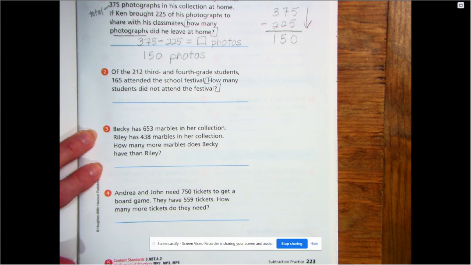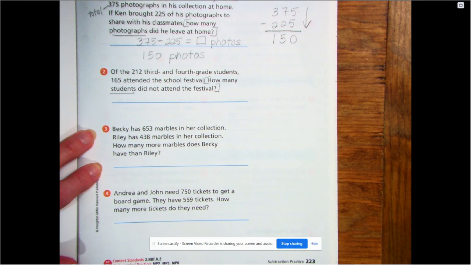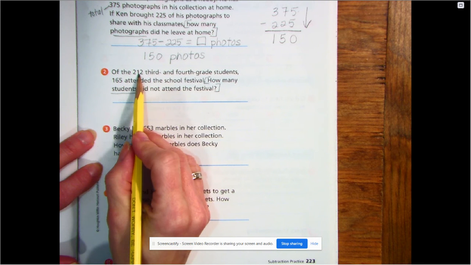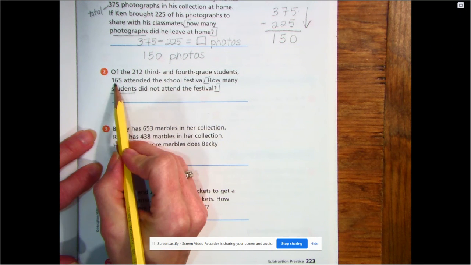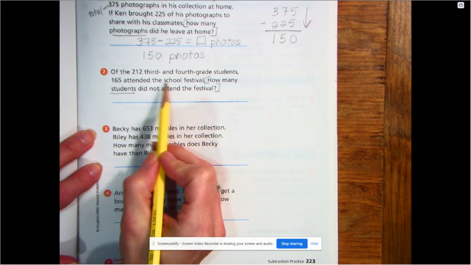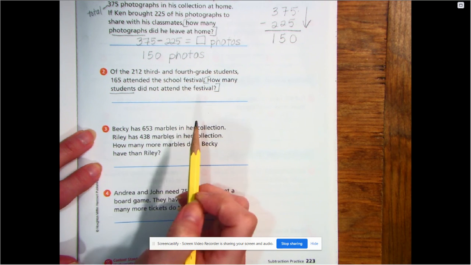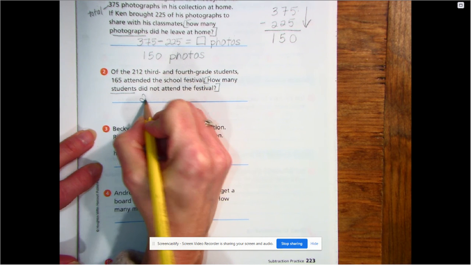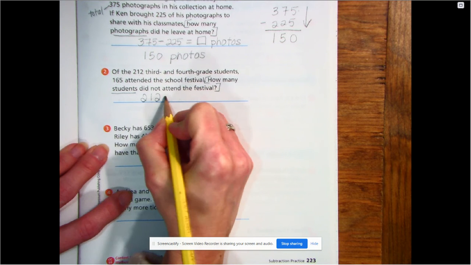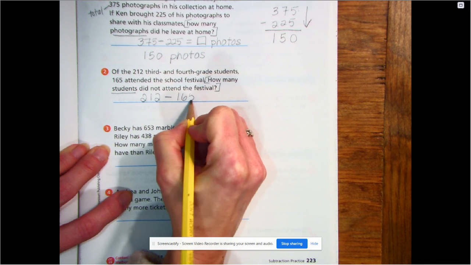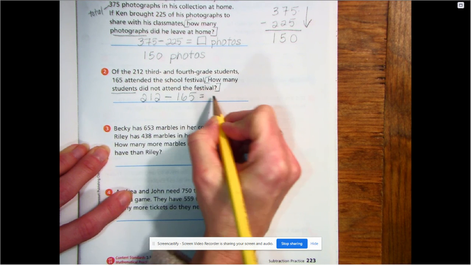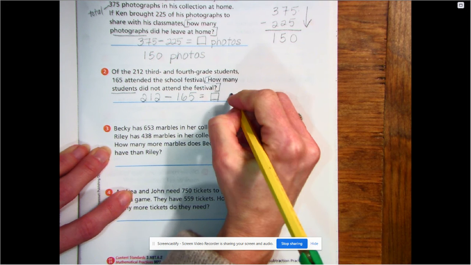How many what? How many students? Okay, we know we're subtracting. We talked about that in the directions. I've got 212 students, 165 attended. We want to know how many did not attend. Attended just means went. Okay, so I know that I'm going to start with my total, take away one of my addends to find the other addend.